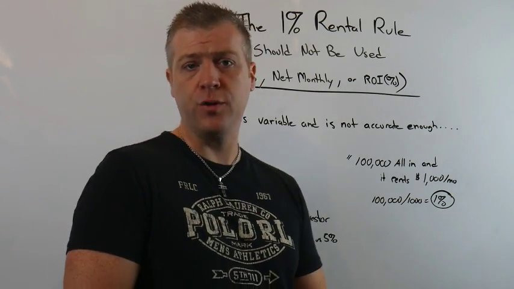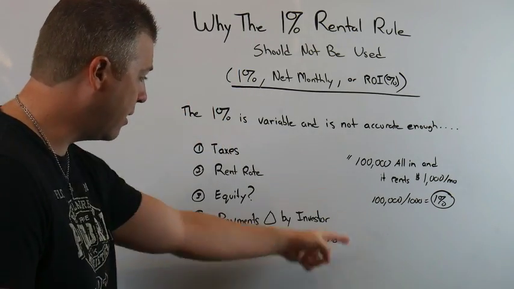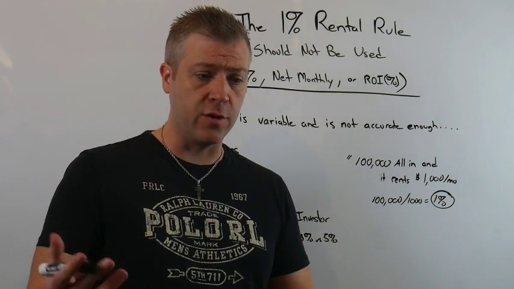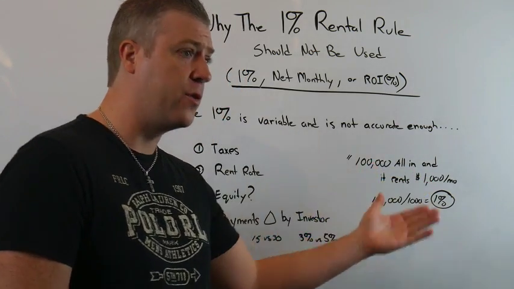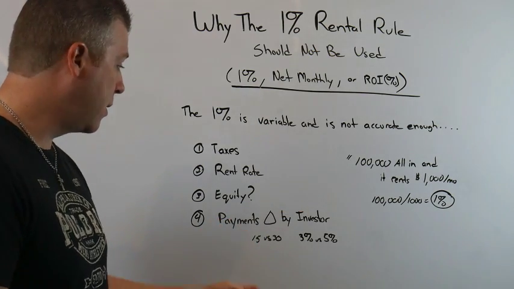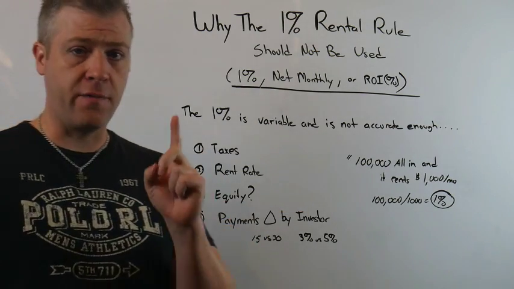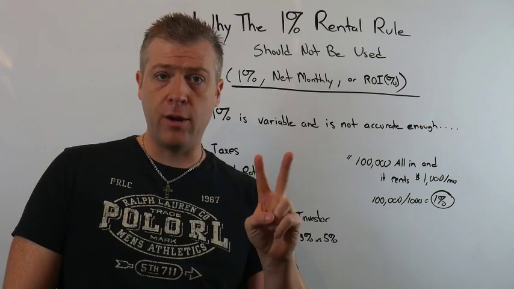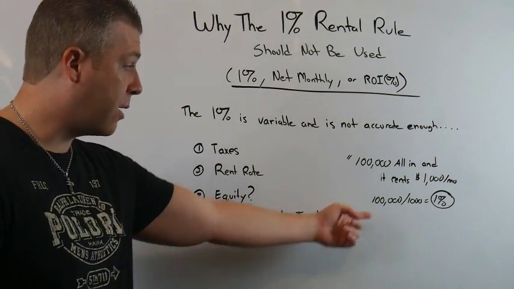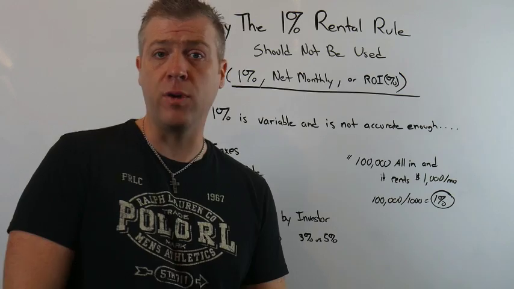And the last one down here, guys, is payments. Payments by the investor. This varies by investor. You could actually have the same house, same all-in 100,000, literally the same house, but because one investor put it on a 15-year loan, the other one put it on a 30-year loan, it's a different deal now, and it changes up the numbers. Or what about if you could only get a 5% loan versus a 3% loan?